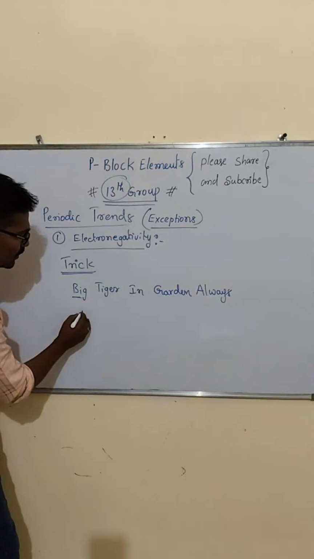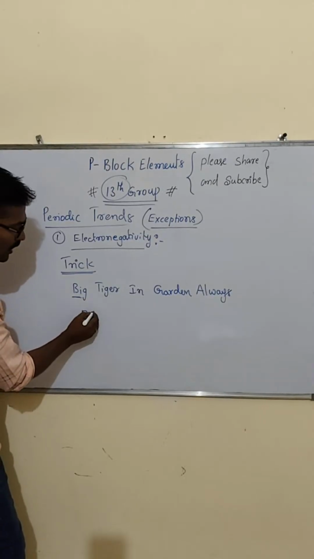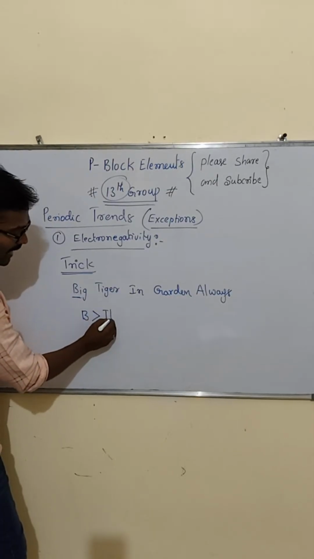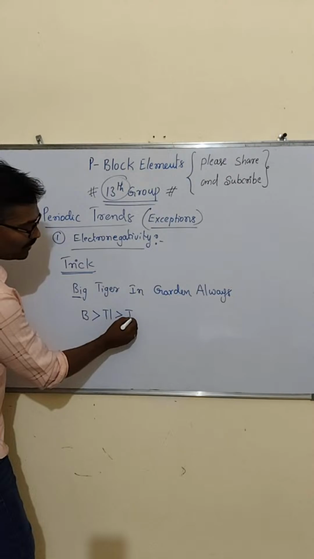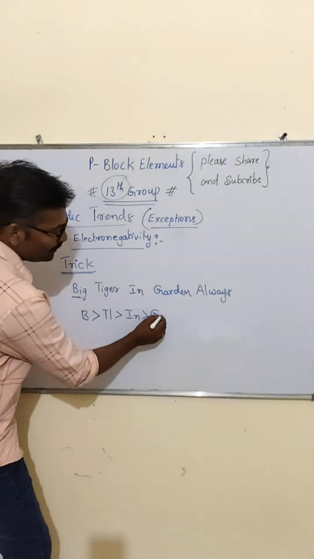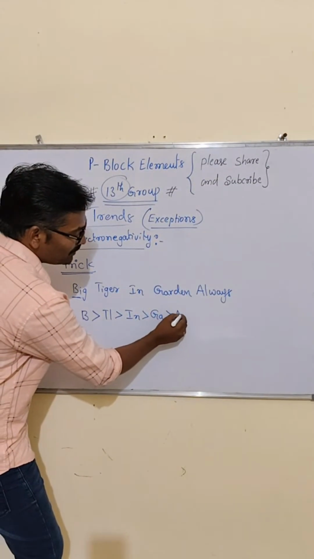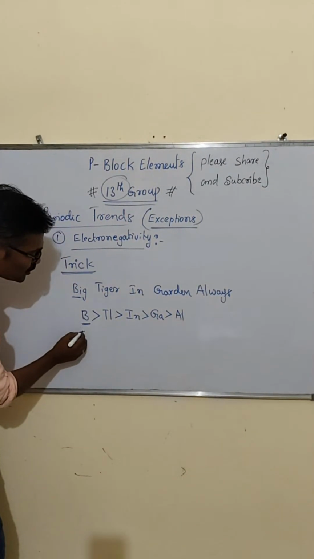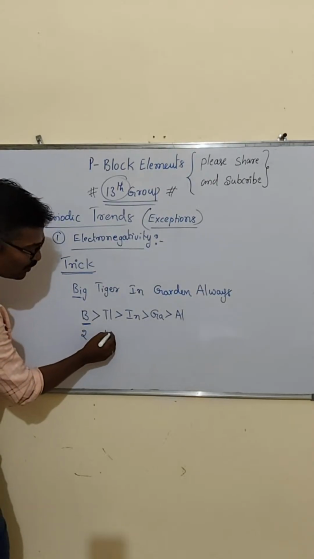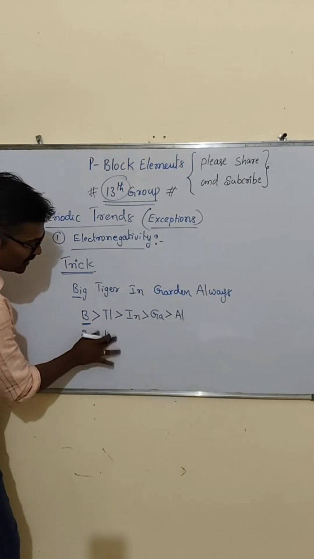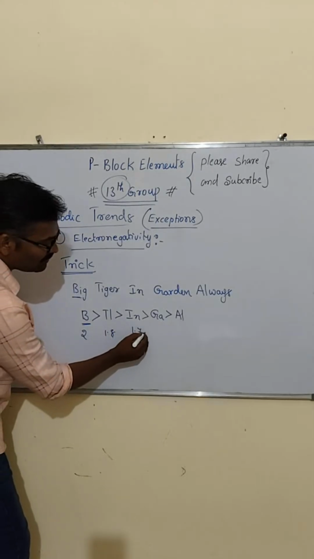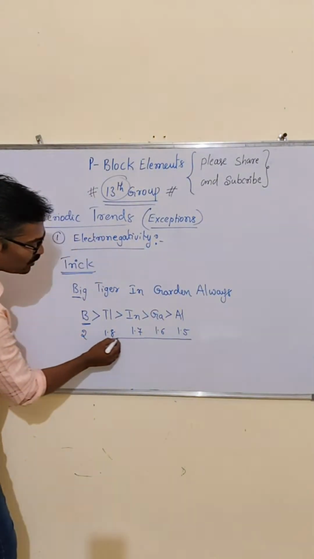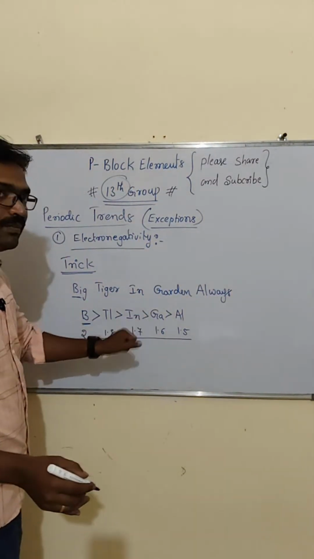See, B is nothing but boron. It is the most electronegative. Then next Tiger, thallium. Then next indium. Then next gallium. Then next aluminium. Sir, electronegativity for boron is 2.0. Then this is 1.8, then 1.7, then 1.6. For aluminium it is 1.5. These are the electronegativity values of these elements.